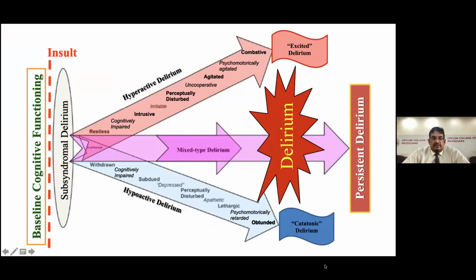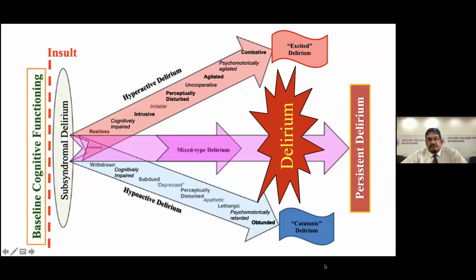Or the patient could have a hypoactive delirium, which is sort of a withdrawal state, having cognitive impairment, maybe coming with a tone of depression, lethargy, obtundation, and resulting in sort of a catatonic state. So between these two ends, there can be a fluctuating course, which we call mixed type delirium. So you see, you need to be sensitive to these types of presentation.